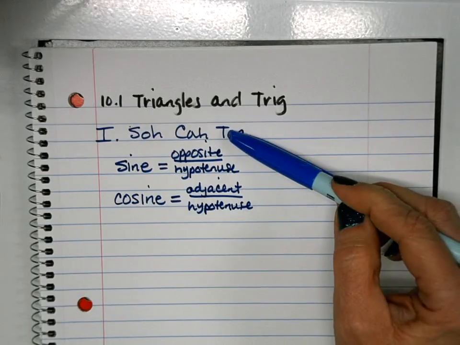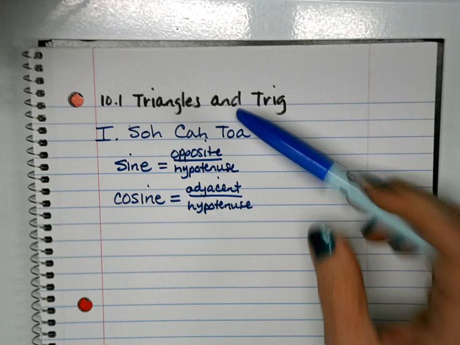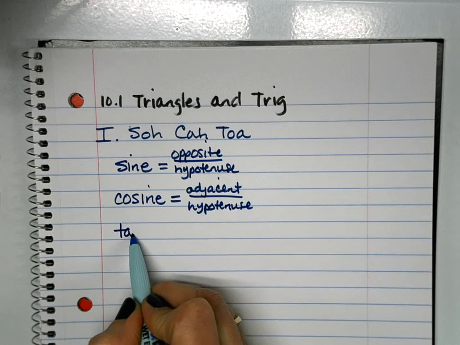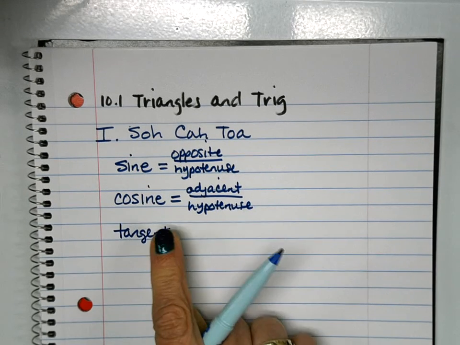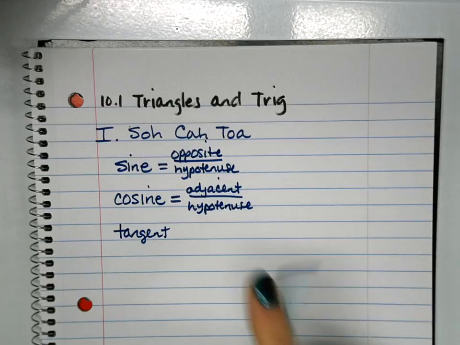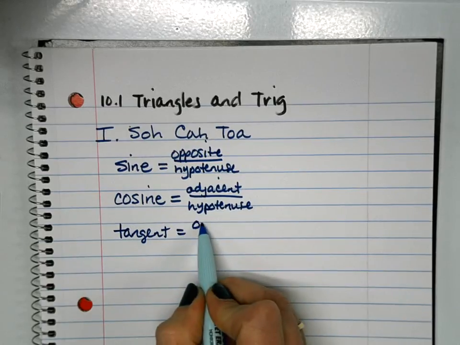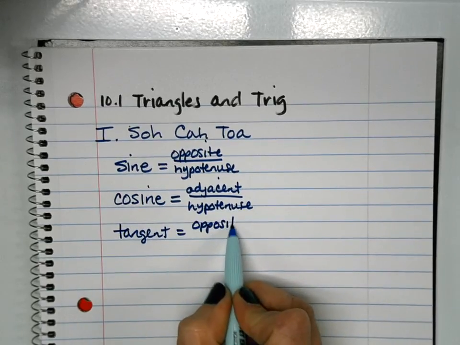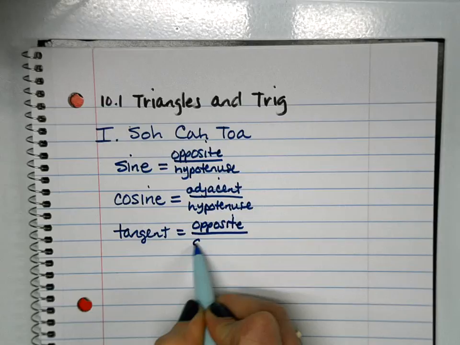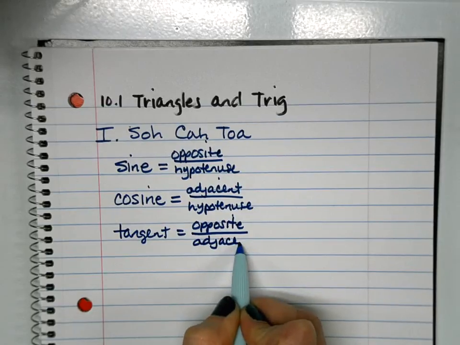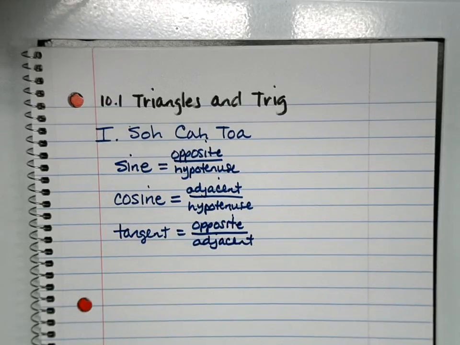And then finally, the T here stood for? Tangent. Which again, they'll abbreviate tan, but it really stands for tangent. Okay, that's the entire word. And again, that's opposite over adjacent. In a right triangle, that's how these ratios are defined.